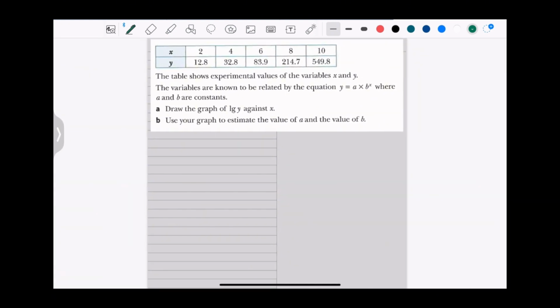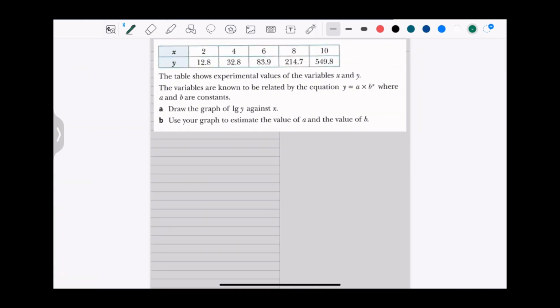Let's take a graph question here. The table shows experimental values of the variables x and y. These are values which are not proportionate, hence not making a straight line. And the variables are known to be related by the equation that is given to you here. Now this question specifies what you have to apply and where.